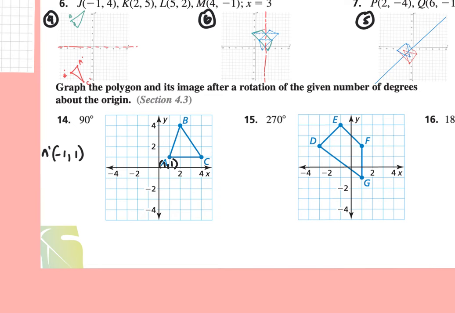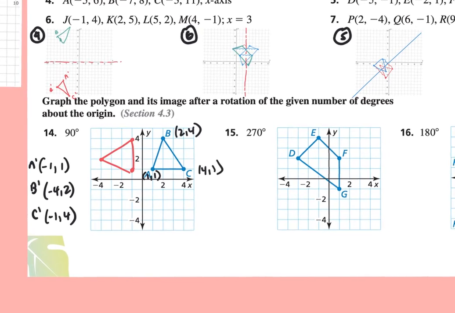The B, which is 2, 4, I'm going to switch them and change the sign on my new x, so negative 4, 2. And the C, which is 4, 1, I switch them and I change the sign on the new x. So my image would be negative 1, 1, negative 4, 2, negative 1, 4. That would be a rotation 90 degrees.